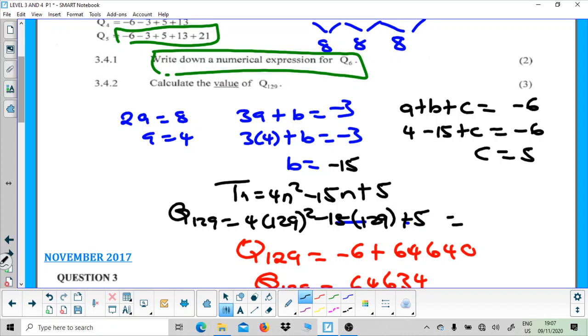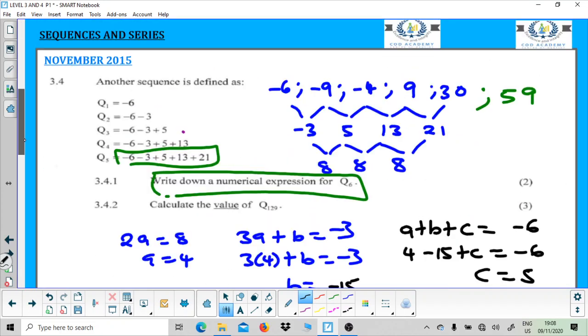What is the answer? 64634. You're still saying 64634, right? Okay, good. So that was that one. Not bad at all. Let's go to this one.